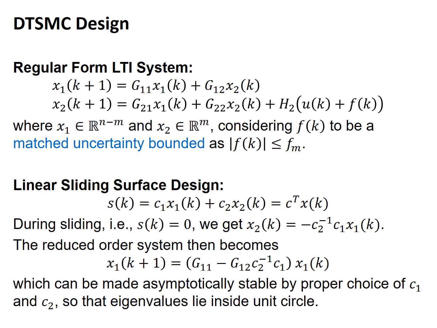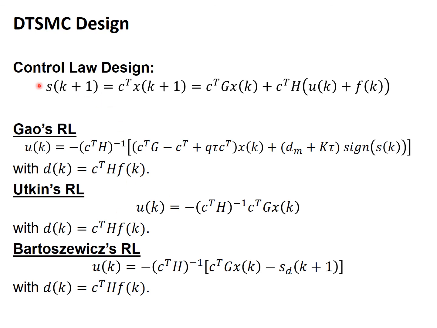Then when you have got the sliding surface, you can calculate the control. For the control law design you have to go to S(k+1). So this is C^T x(k+1), which is C^T g xk plus C^T h uk plus fk. This is a simple expression. And then you have to match this RHS with the reaching law. So the Gao reaching law, S(k+1) equals (1 minus q tau) Sk minus k tau sign Sk plus dk.